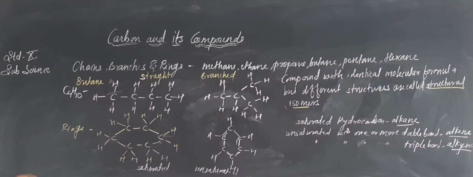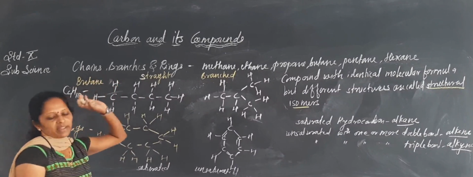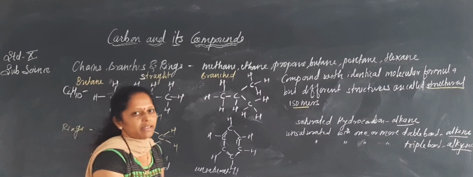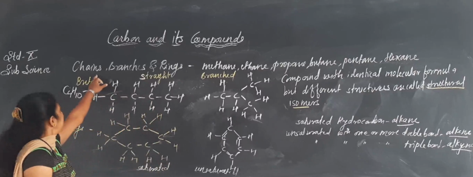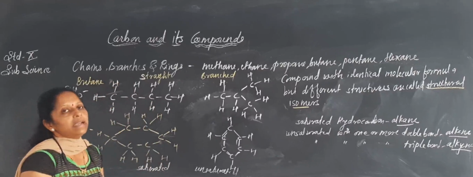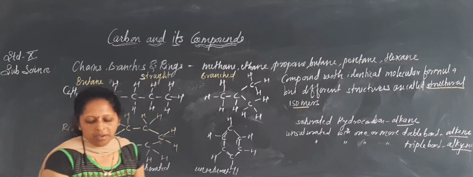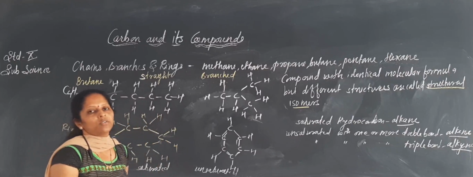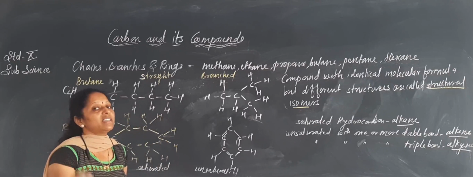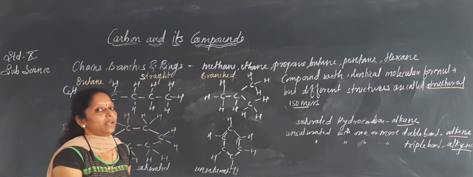Next, we come to carbon and its compounds. As we saw about saturated and unsaturated hydrocarbons, now we look at the compounds of carbon, and about chains, branches and rings. Here is the formula and structure of the saturated compounds of carbon and hydrogen. Saturated means it has a single bond between the carbon atoms.